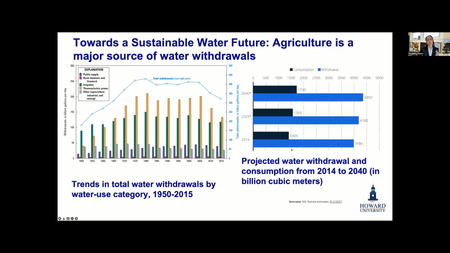And this on the right, this bar graph shows total withdrawals from 2014, then 2025, and then 2040. So these are projections. And you can see here that the percentage due to consumption is small, but projected to increase a little bit as we go from 2014 to 2040. And this lighter is the total withdrawal, and so that is including other withdrawals. And that number also is projected to increase from 2014 to 2040. So we want to be mindful, given that irrigation is a large part.